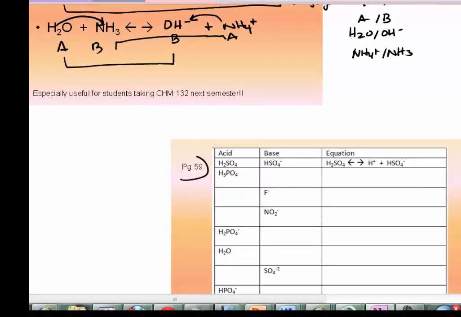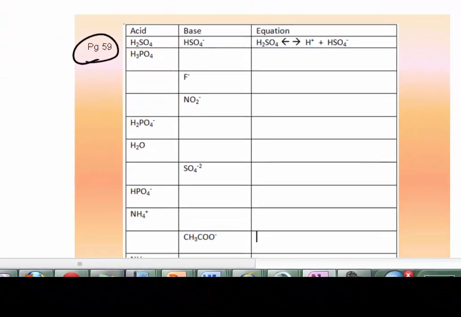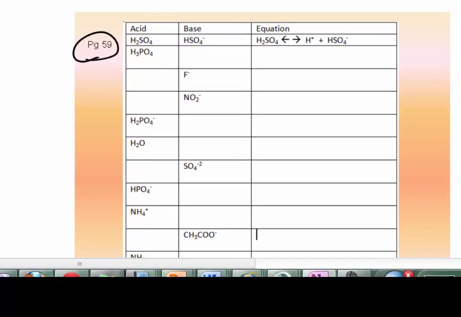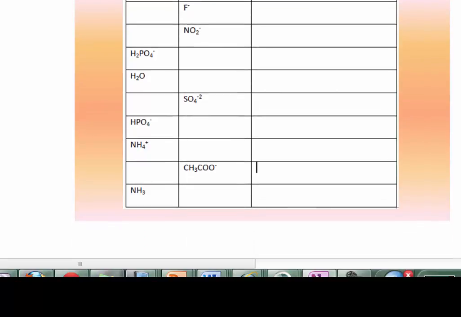This is from page 59 in the back of your textbook. And you can look at taking an acid and turning it into a base, or vice versa. If we have an acid and we go to a base, we are going to lose a hydrogen because acids donate hydrogen, and we're also going to decrease the charge. On the other hand, if you go in the opposite direction, you will gain a hydrogen and you will gain a charge.